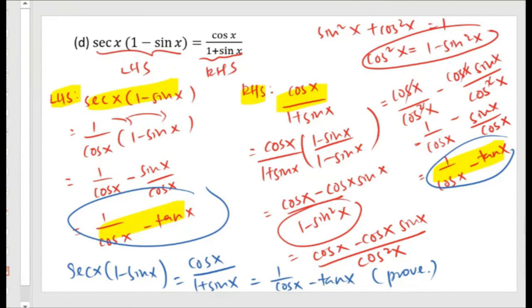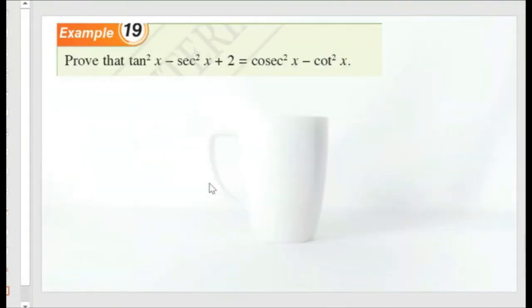If you start, for example during the exam, you can do left hand side become one particular term, then right hand side become the same particular term. If both are the same, okay, proved already. Okay, we try one more question.